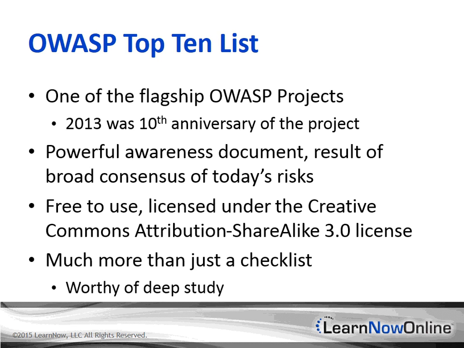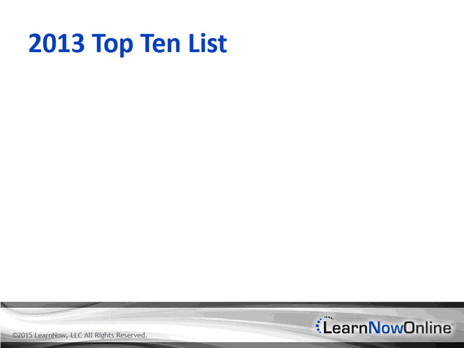Now, the list is worthy of careful study, so you can explore and thoroughly, deeply understand the concepts. Only then can you avoid the risks and proactively protect against them in your web applications. Okay, so let's talk about the 2013 Top 10 list. Keep in mind that OWASP updates the list every 3 or 4 years roughly, so we're probably getting close to them starting work on the next version.